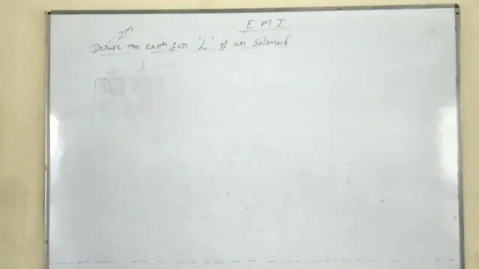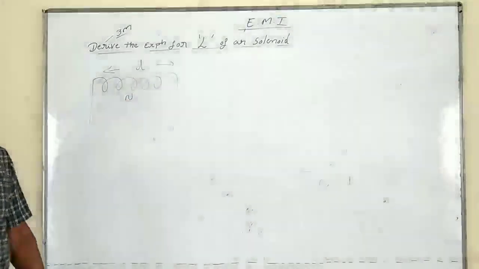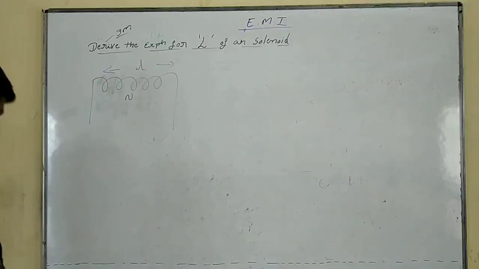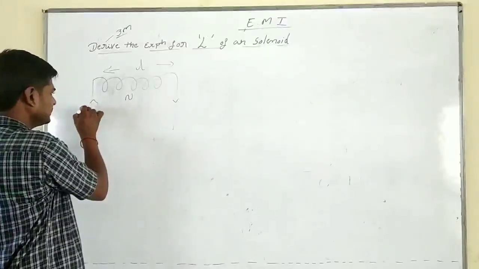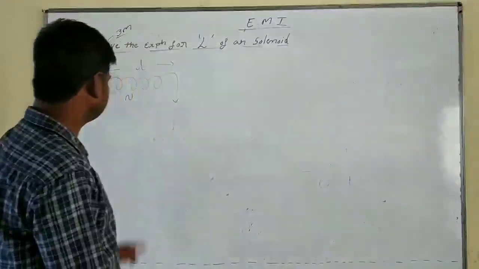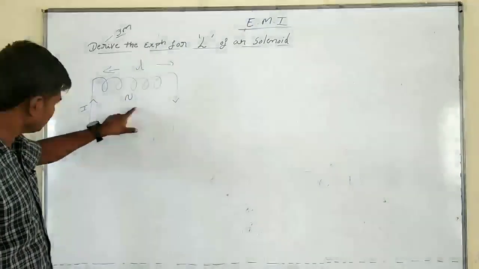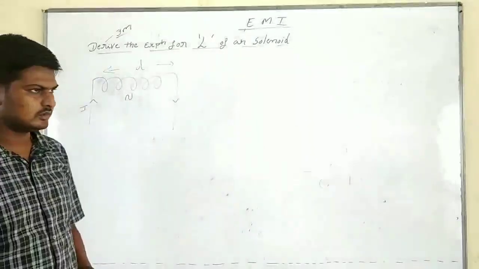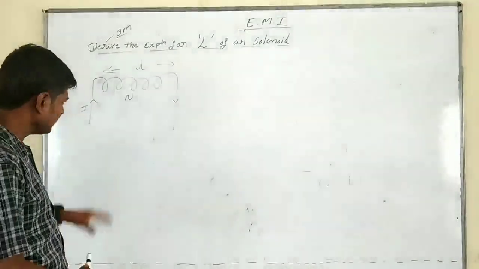This is the solenoid of length L and capital N is the number of turns. Here I is the current flowing through the solenoid. So I am going to take a solenoid of length L and N number of turns, with current I flowing through the solenoid. Simple one.